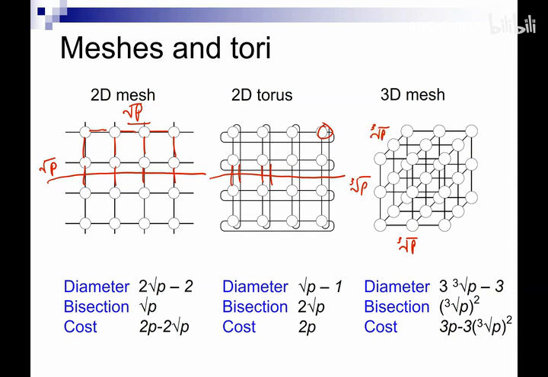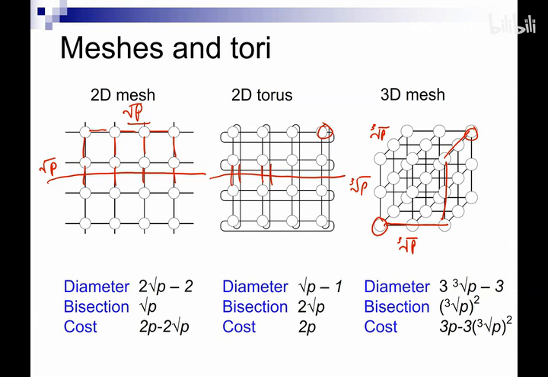Now the farthest pair of nodes are again the nodes at the corners. But now the distance you need to travel is you need to go all the way across, all the way up, and all the way through this network. So that's something like 3 times the cube root of p.